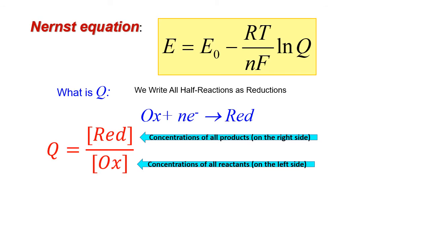Again, the same reaction. What is Q? We write all half reactions as reductions, so oxidized state plus number of electrons goes to reduced state. Then Q will be concentrations of all products at the right side divided by concentrations of all reactants on the left side.